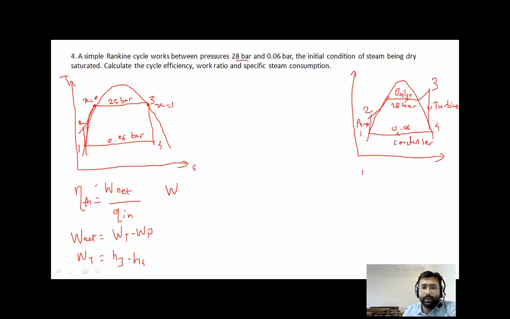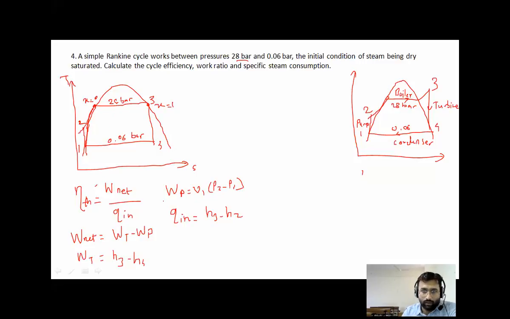Then what is the pump work? Specific volume at point 1 into (P2 minus P1), right? Okay, what is remaining here? Q in. The heat supplied in the boiler will be H3 minus H2. Is it correct? Enthalpy at outlet of boiler minus enthalpy at inlet of boiler, H3 minus H2.